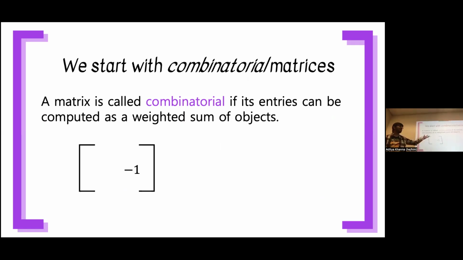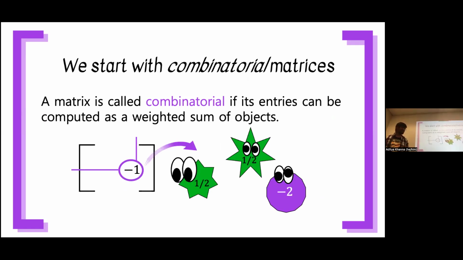This is a -1 as an entry, and the way I will calculate this -1 is as a sum over 3 objects. Say 2 objects are weight half, and the other object is -2. I add them up, that gives me -1. That's what a combinatorial matrix is. All of its entries can be computed in such a way.